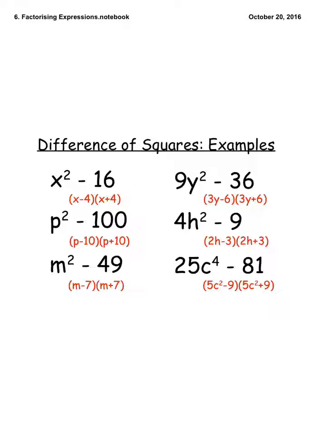For the fourth one, 3y minus 6, 3y plus 6. For the fifth one, 2h minus 3, 2h plus 3. And for the last one, 5c squared minus 9, 5c squared plus 9.